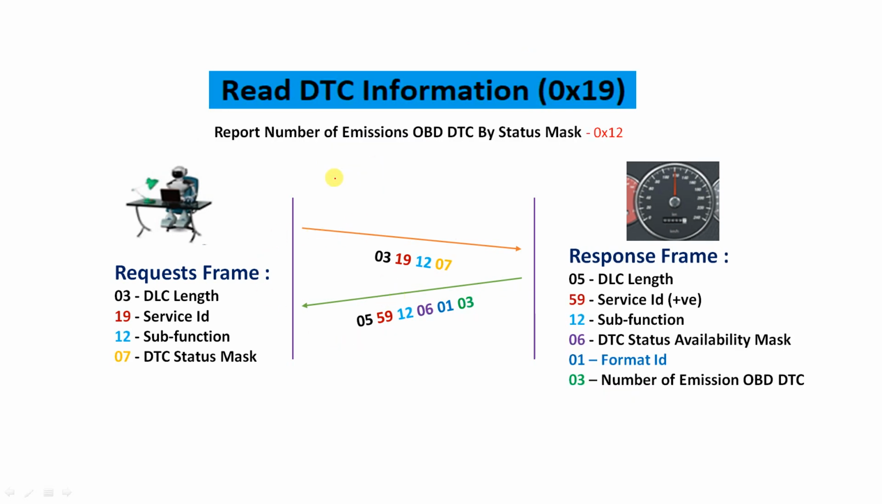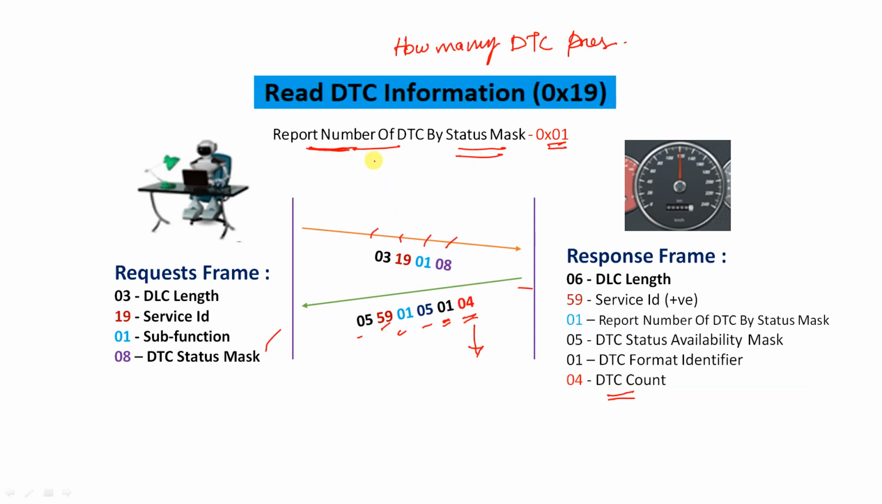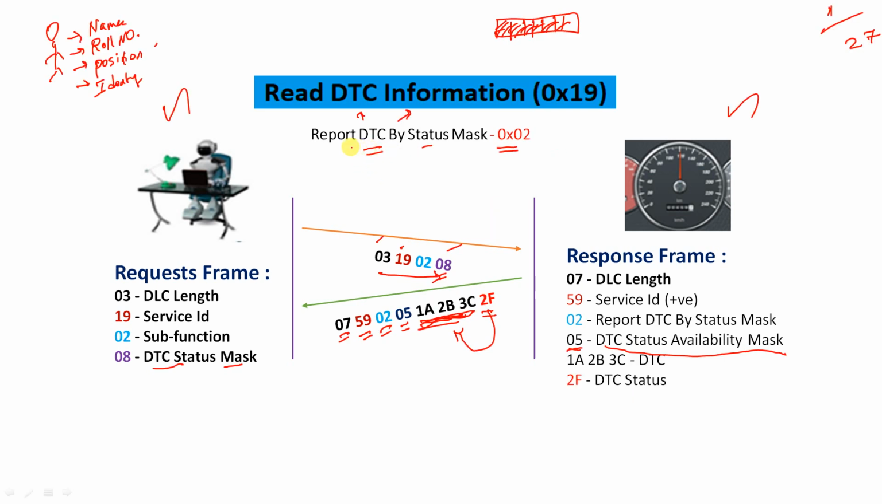Next is report number of emission. Again, see here also it is a number. After this, the next sub functions will all be on numbers, so that you can make the learning easier, because the first one we gave was how to retrieve the DTC. So the next four will be on numbers, then the next part will have these kinds of combinations. Report the number of emission OBD DTC is another sub function. The first two are just reporting DTC. What kind of DTC, nothing has been mentioned.